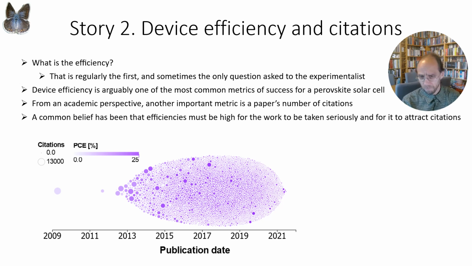But then in an academic setting, we have another measure of success, which is the number of citations a paper attracts. And reasonably, that should reflect values beyond just device efficiencies. But there is a rather common belief that device efficiencies have to be high for a paper to be taken seriously and for it to attract citations. And that is an assumption that actually could be explored based on the data in the perovskite database.